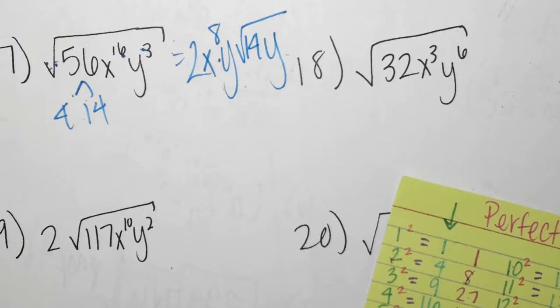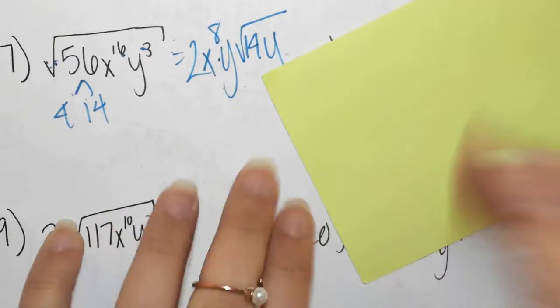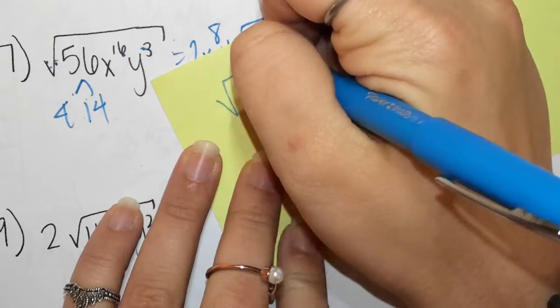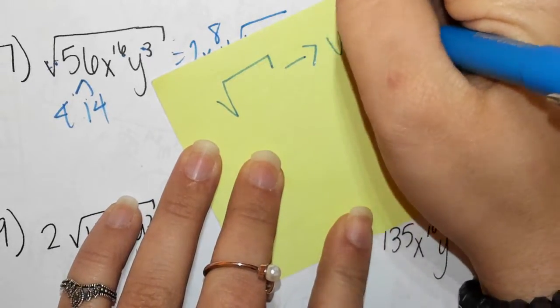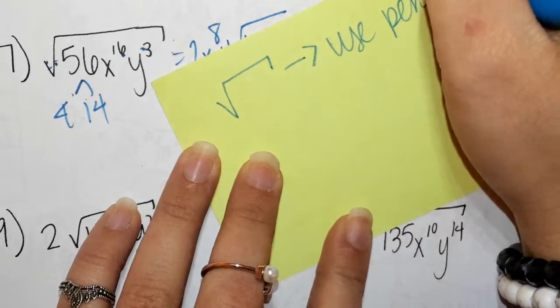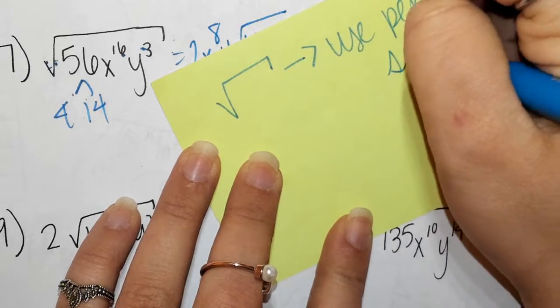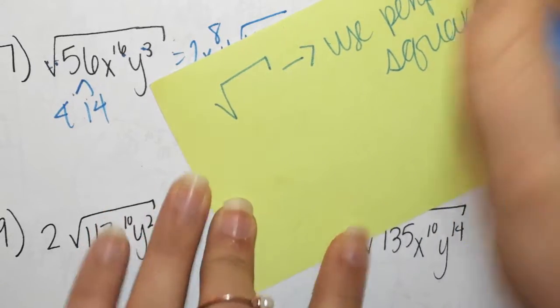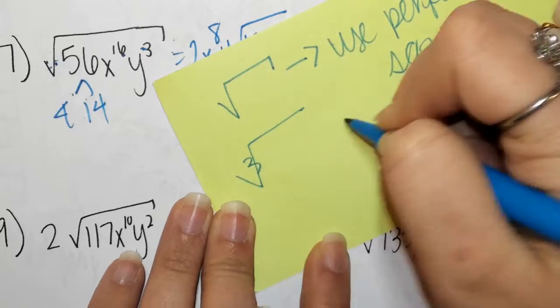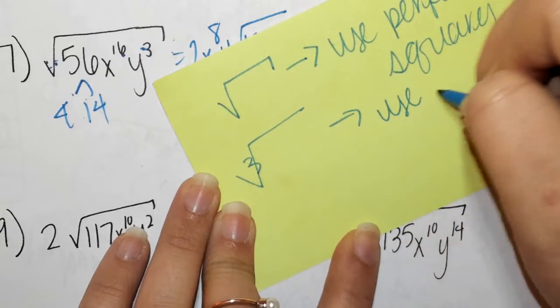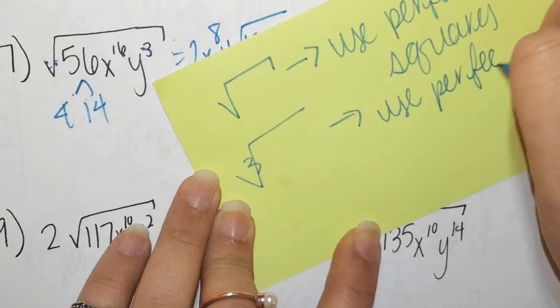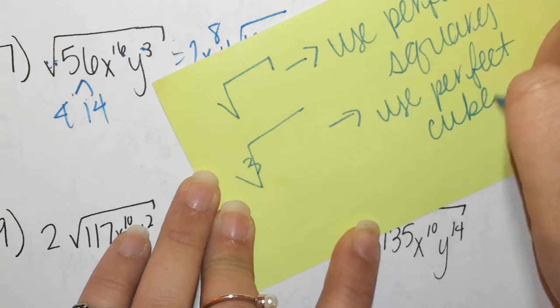Make yourself a note on your index card that when it says square root, use perfect squares, and when it says cube root, use perfect cubes.